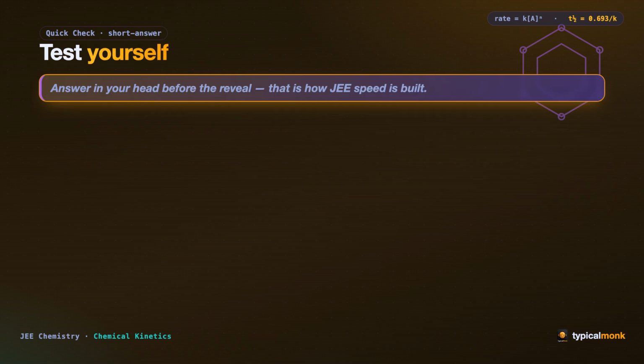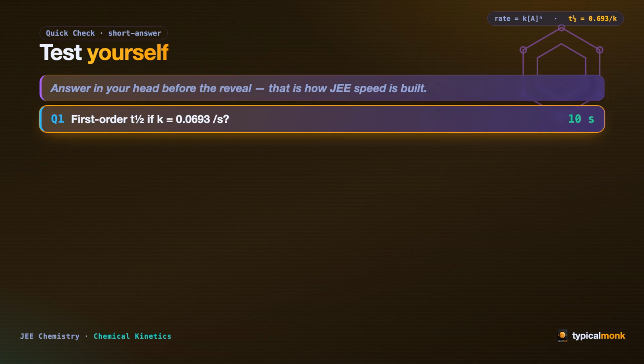Now, test yourself. Answer in your head before the reveal. That is how JEE speed is built. Here we go. Question 1. The first order half-life, if k is 0.0693 per second. 10 seconds, 0.693 over k.